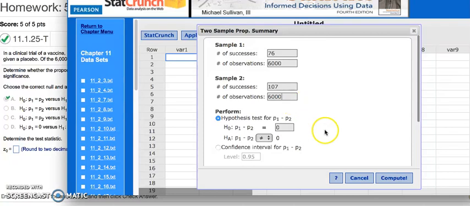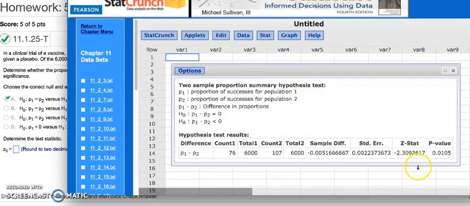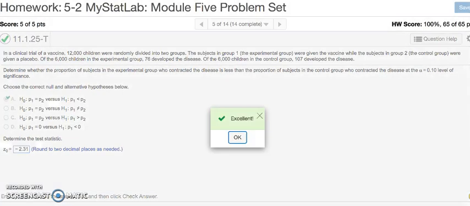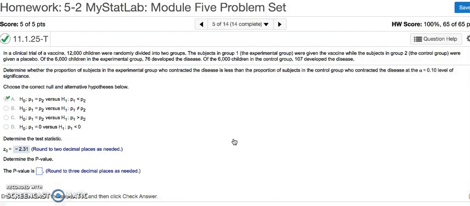In this case, we're not looking for the confidence interval. We're looking to do a hypothesis test. So we already determined in the first part that it's a less than. So always make sure that you have the proper comparison here: less than, greater than, or does not equal. Click compute. And you'll see over here, we get a lot of numbers, but the one we're looking for right now is our test statistic. That's right here under ZStat. And that says to round to 2 decimal places. So here we have negative 2.31. Let's check that. Negative 2.31. Check answer. Excellent.